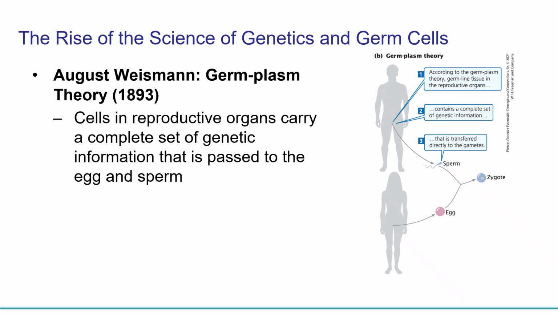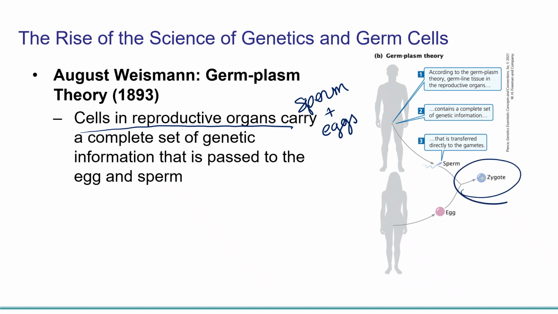This theory says that cells in the reproductive organs, in other words sperm and eggs, carry a complete set of genetic information. This is a little bit different from pangenesis, which says that each of the cells contribute a little bit. Germplasm theory is saying that the sperm and the egg have always had all that information. It doesn't come from somewhere else like we see in pangenesis.